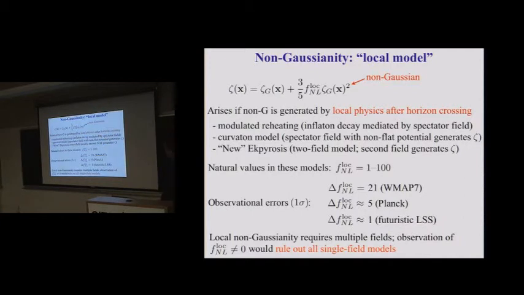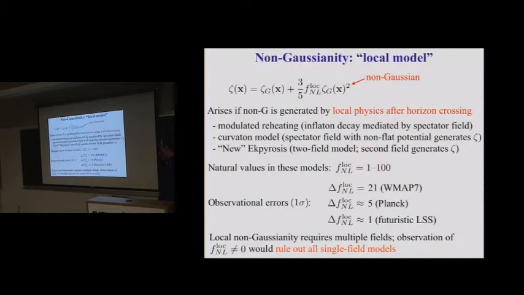By the way, the parameterization here is such that because zeta is a field where the initial fluctuations are of order 10 to the minus 5, FNL of order 1 really corresponds to non-Gaussianity, which in rescaled units would be of order 10 to the minus 5. So FNL of order 1 is really a very, very tiny deviation from Gaussian statistics.